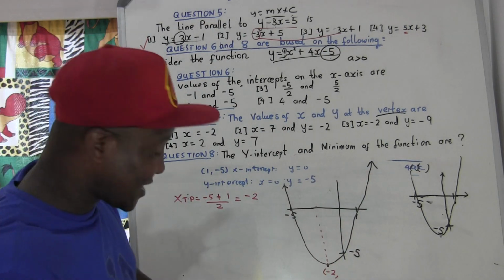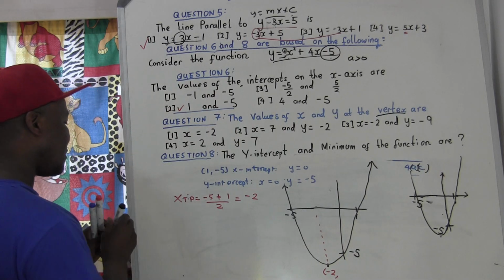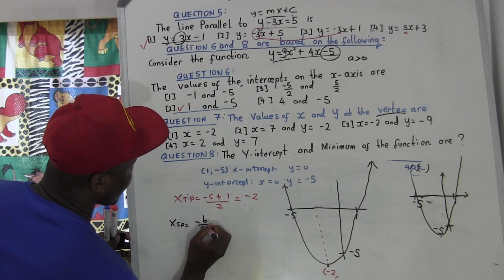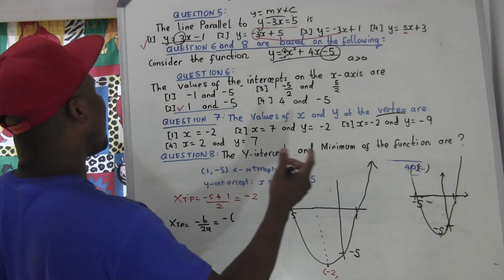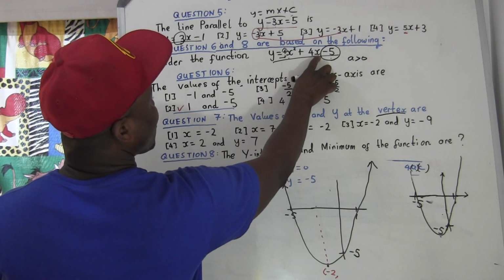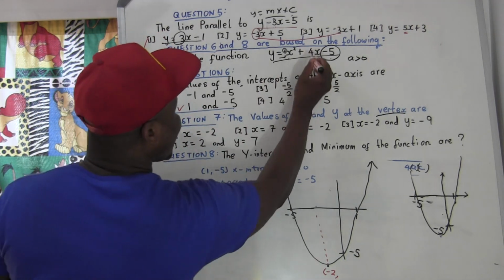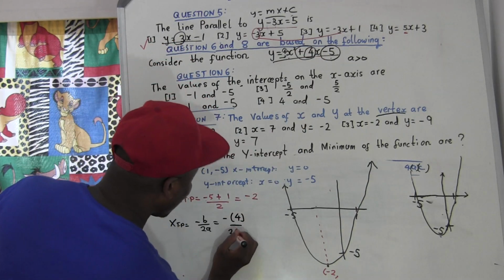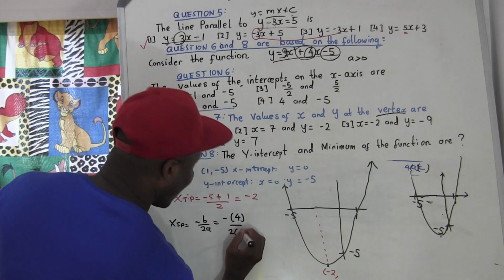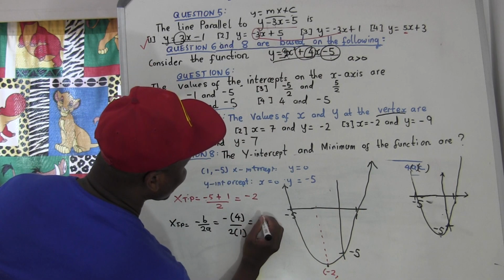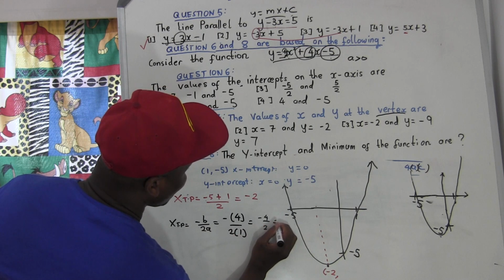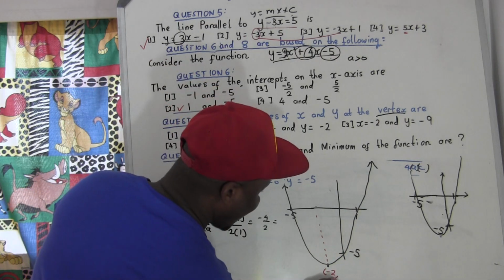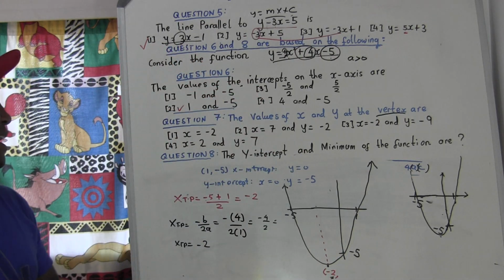Another way you can get the value of x at the turning point is to use a formula. You can say x at the turning point equals negative b over 2a. So what is our b? b, the number before x, the one with the x, is equal to 4. It's positive 4, and you must take it with its sign. And then 2 times a. What is a? a is 1, this number here. Now, negative times 4 is negative 4, and 2 times 1 is 2, which will give us negative 2. So x at the turning point equals negative 2 is true. So how are you going to get y at the turning point?